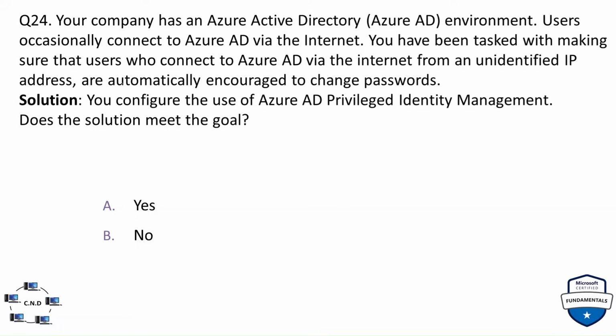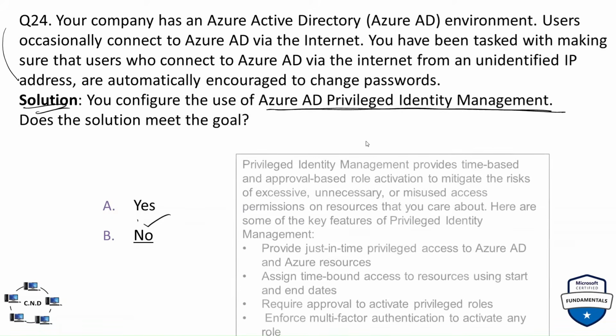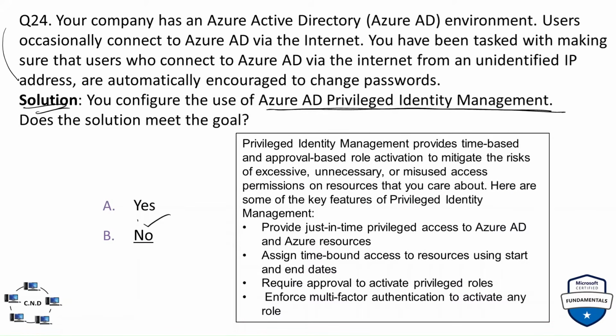Question number 24 is again, we have the same scenario, we have the same question as the previous question, but this time the solution is you configure the use of Azure AD Privileged Identity Management. Does the solution meet the goal? The answer should be no, because we already found the answer in the previous question. So why is Azure AD Privileged Identity Management not the answer? It is because Privileged Identity Management provides time-based and approval-based role activation to mitigate the risks of excessive, unnecessary, or misused access permissions on resources that you care about.